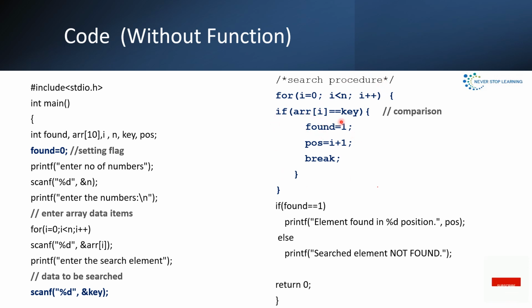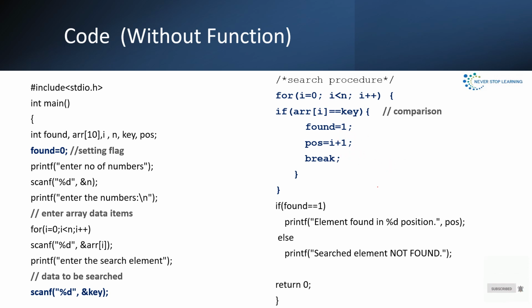Now let us suppose we found the element. In that case, the counter variable we are making 1, and we are taking a position variable also, because we want to print the index also. So for that we are taking position equals i plus 1, because usually we say 4th location or 5th location, but our array index starts with 0, so we will always increment it by 1.